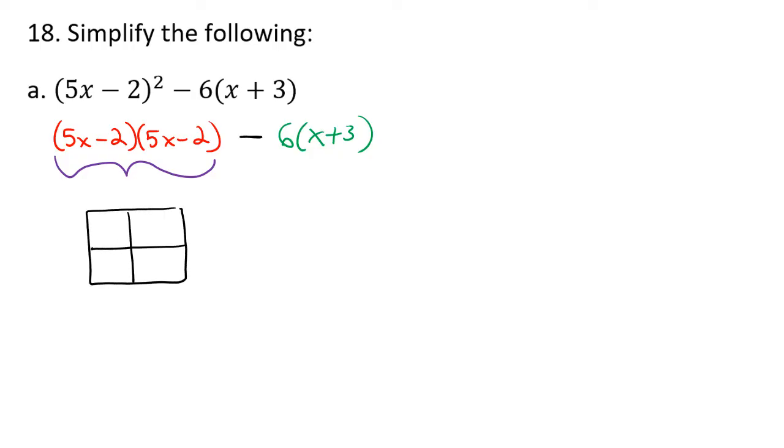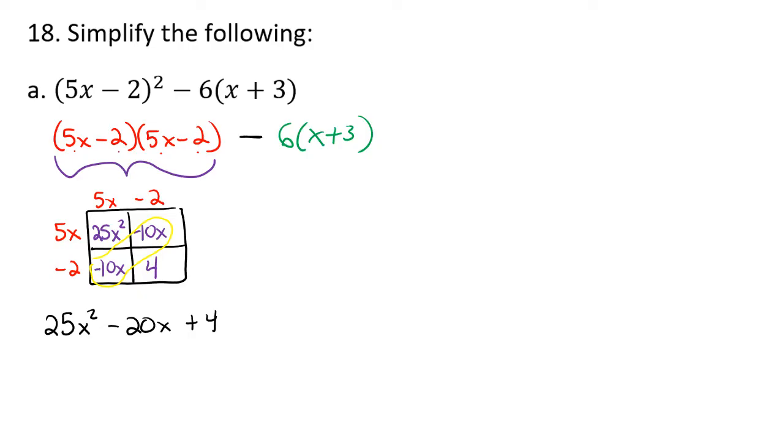I need 2 rows and 2 columns, because the first one has 2 terms. So 1 row for the 5x, 1 row for the negative 2. I need 2 columns, 1 for the 5x and 1 for the negative 2. I'm going to multiply them together. So 5x times 5x is 25x squared. Then 5x times negative 2 is negative 10x. Next row, negative 2 times 5x is negative 10x, and negative 2 times negative 2 is positive 4. I do have like terms on those negative 10x's. So we have 25x squared, negative 10 minus 10 more would be negative 20x plus 4.